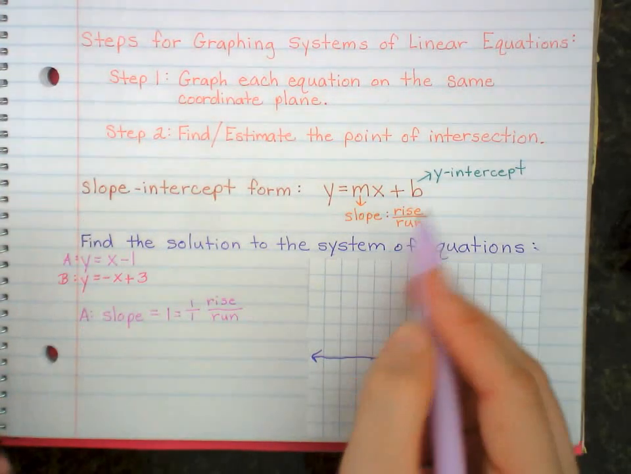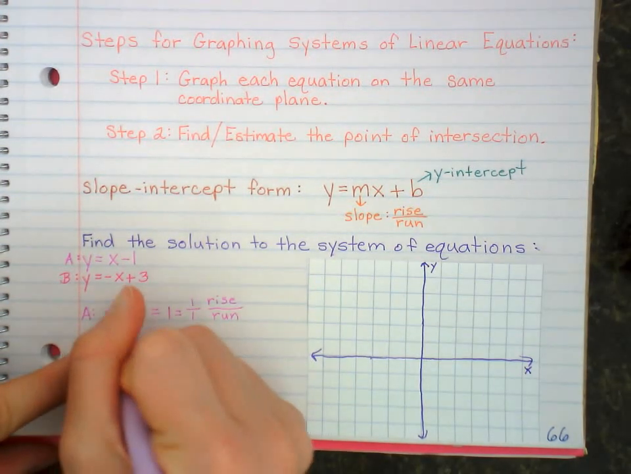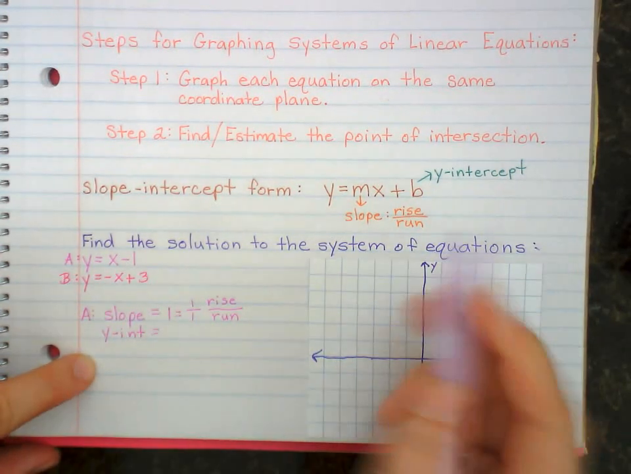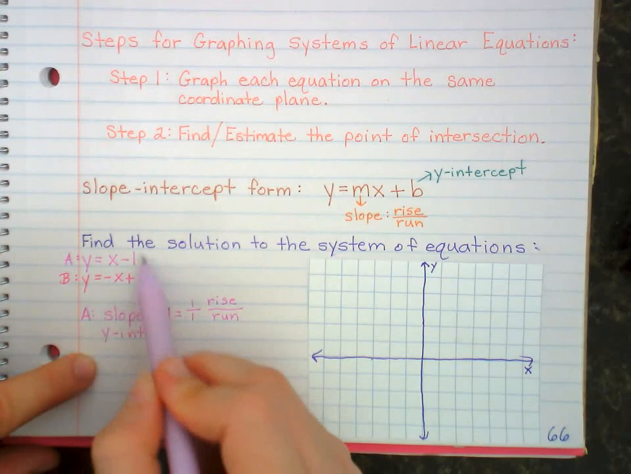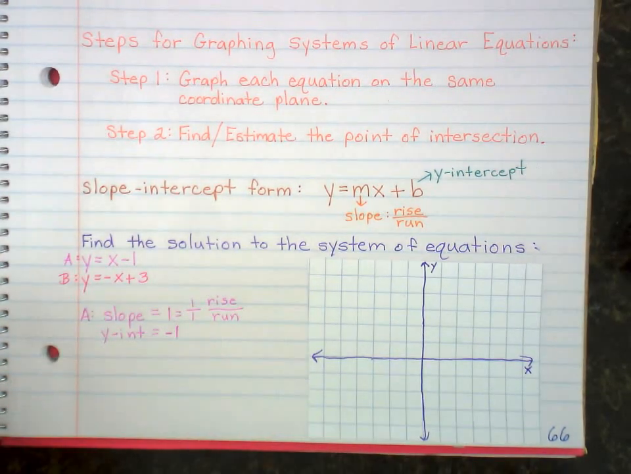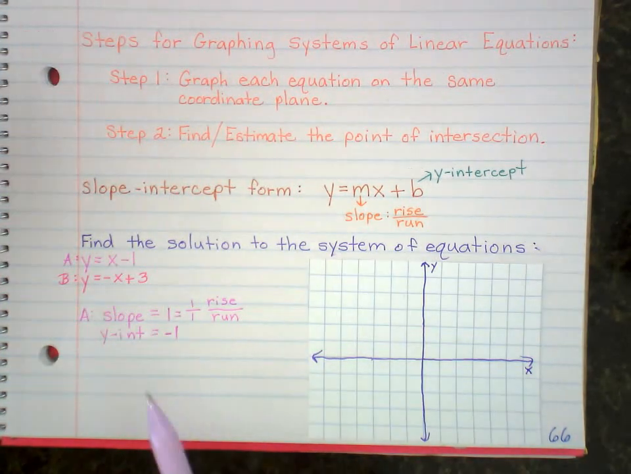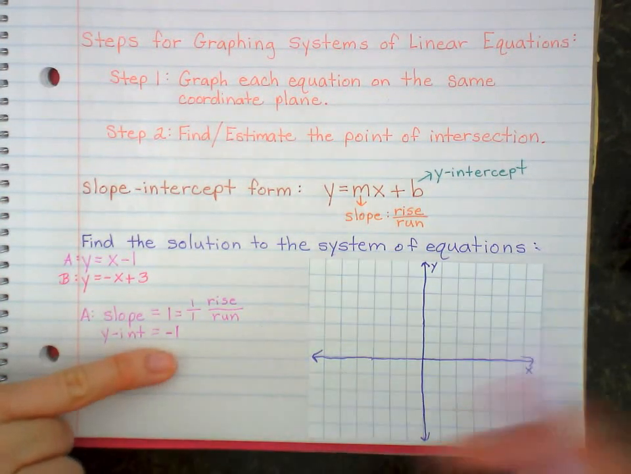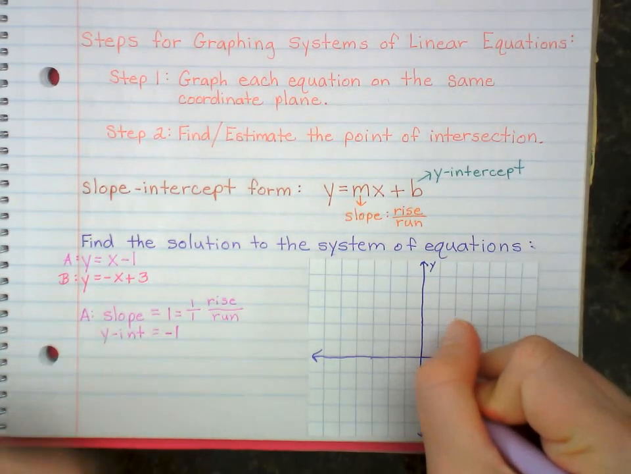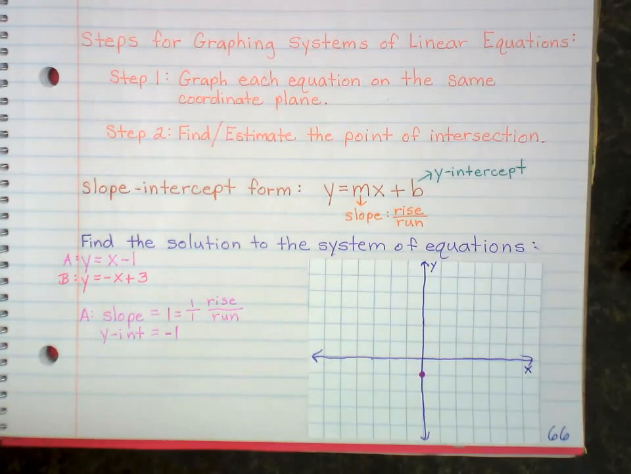Okay, Y-intercept. Our Y-intercept is B. What's in the B position? -1. So right off the bat, to graph it, we go to the Y-intercept at -1. That means on the Y-axis, we go down 1, and you put a dot. Then we use the slope to graph the rest.